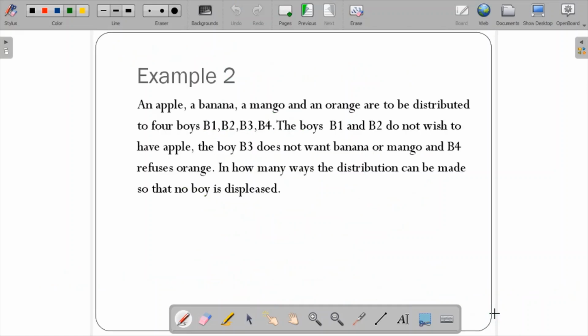Example 2: an apple, a banana, a mango and an orange are to be distributed to 4 boys, B1, B2, B3, B4. You came to know in this question itself, apple, banana, mango and orange. I had explained this while explaining the forbidden positions. So this has to be distributed among 4 boys. So let us draw the table for this. It is 4 cross 4.